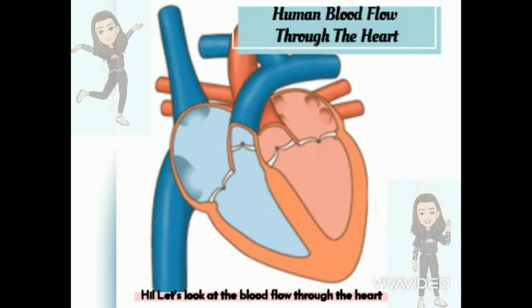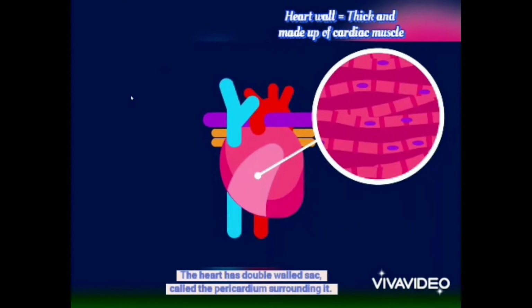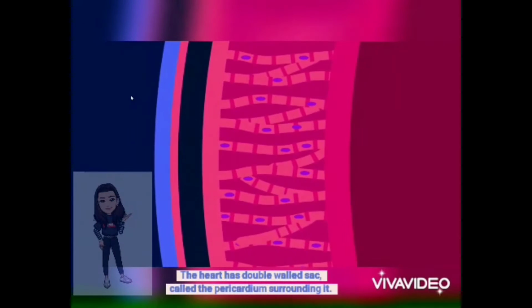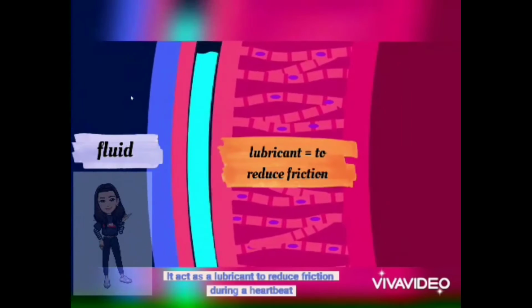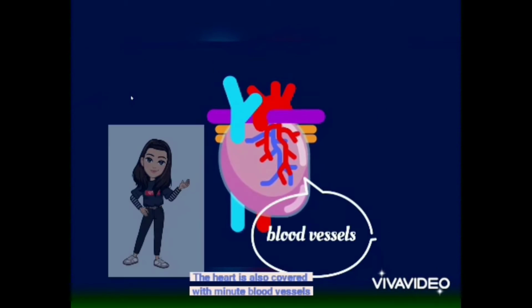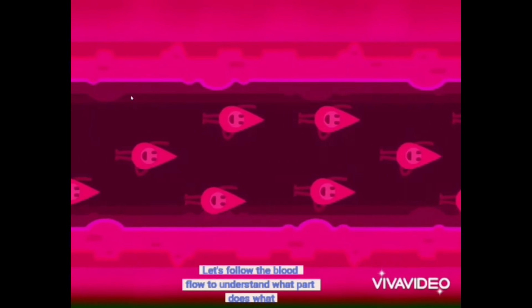Let's look at the blood flow through the heart. The wall of the heart is thick and made up of cardiac muscle. The heart has a double-walled sac called the pericardium surrounding it. The space between the heart and the pericardium is filled with fluid. It acts as a lubricant to reduce friction during a heartbeat. The heart is also covered with minute blood vessels. Let's follow the blood flow to understand what part does what.